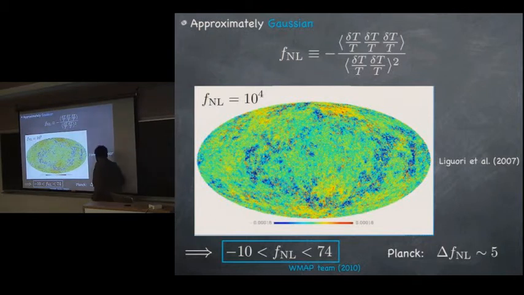And of course, the final word, or let's say one of the most important words, will come from Planck. We'll get down to an FNL of 5. So this is a very exciting time.